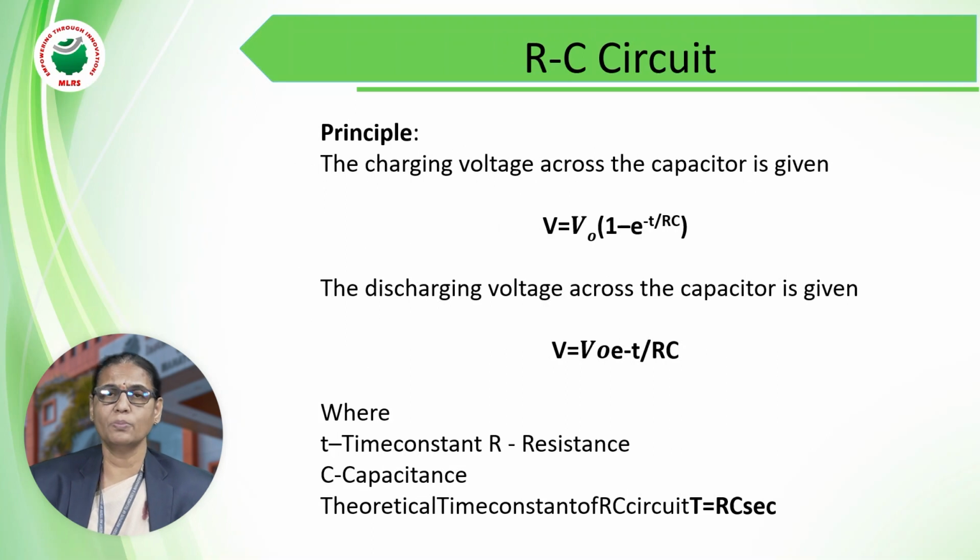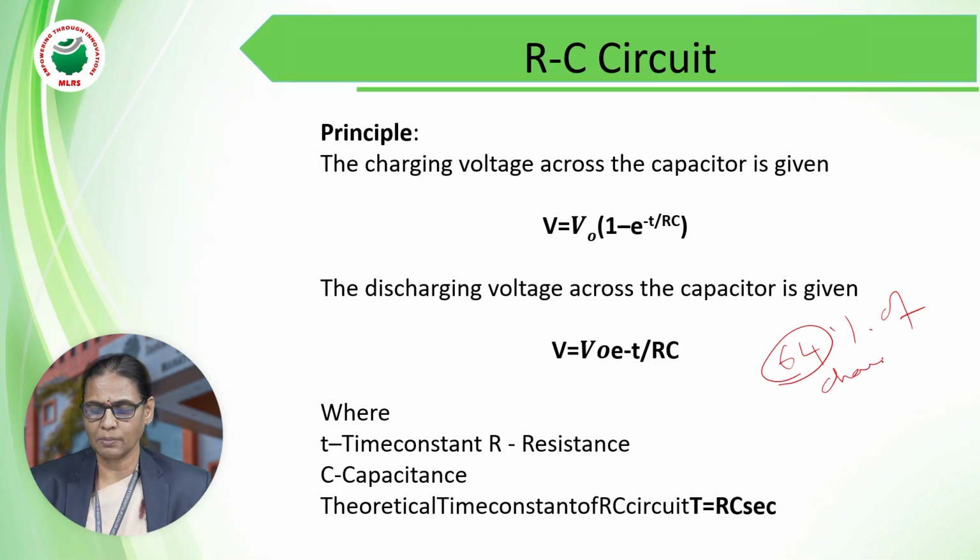Next, what is the principle of this experiment? As we have seen in the aim of the experiment, we are going to study charging and discharging. So, what is charging first? What is the charging time constant? Now, we define the charging time constant as the time taken by the capacitor to charge to 64% of its initial value. The amount of time taken by the capacitor to charge to 64%, that is called the charging time constant.